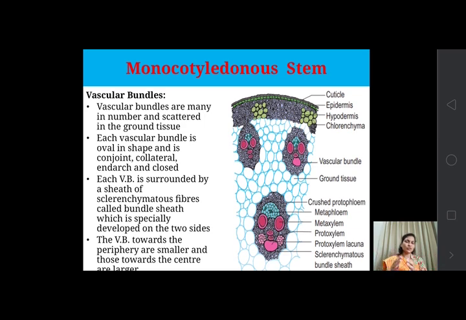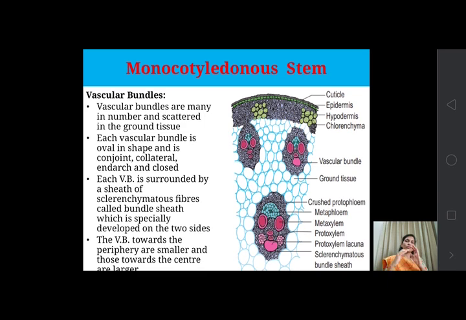Okay, so each vascular bundle is somewhat oval in shape. As you can see in the picture, it is oval in shape and is conjoint, collateral, endarch and closed. Okay, so this is like that of the stem of the dicotyledon. It is also conjoint and collateral. That means xylem and phloem tissue are present on the same radius. They are not present on different radii as in the root, but xylem is above and phloem is below, or vice versa. Okay, but they are present on the same radius, that is, on the same axis.